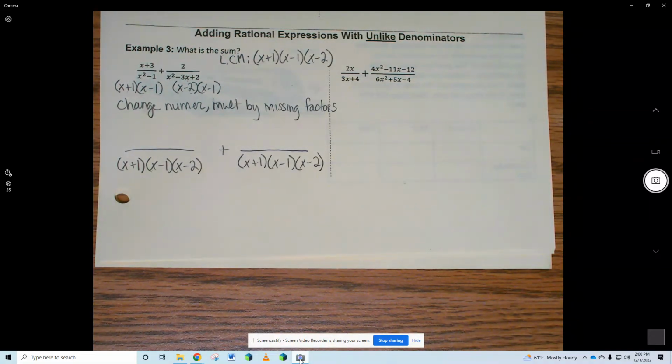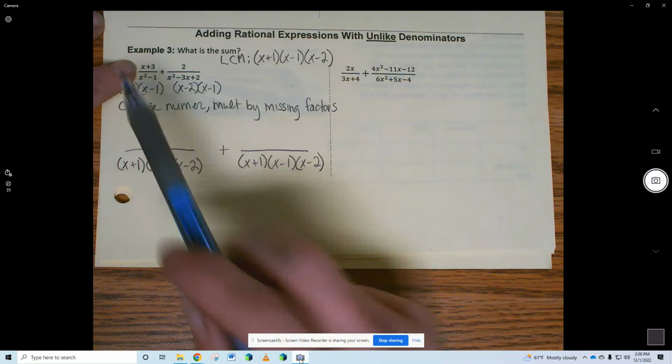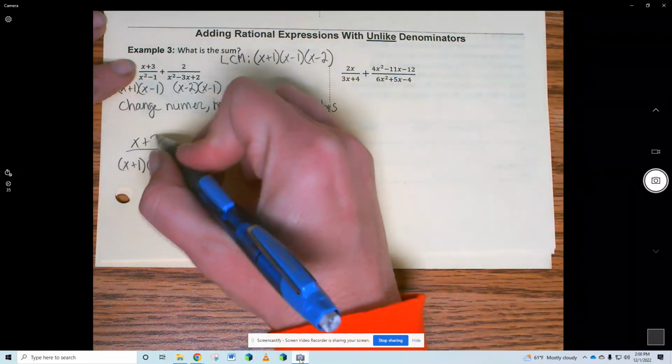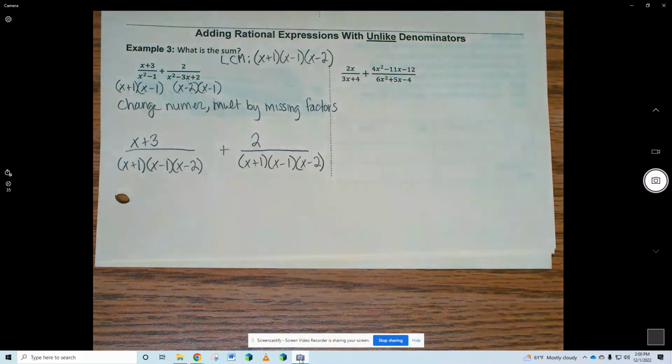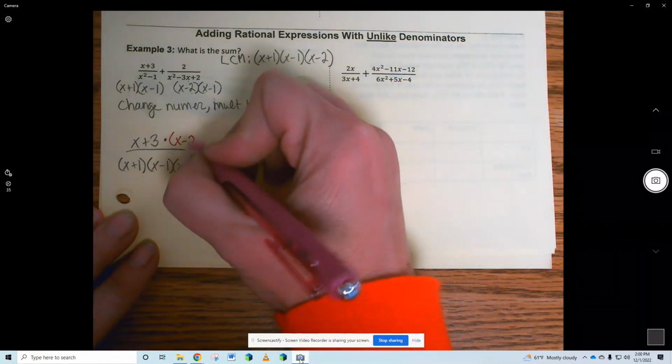My first fraction, in the numerator, I had an x plus 3 there. And my second one had a 2 already. So now, from my denominator on the left, it only had x plus 1, x minus 1. What's missing to change it into my new denominator? This x minus 2. So I'm going to multiply whatever's missing, which is the x minus 2. I'm going to multiply this one by the x minus 2.